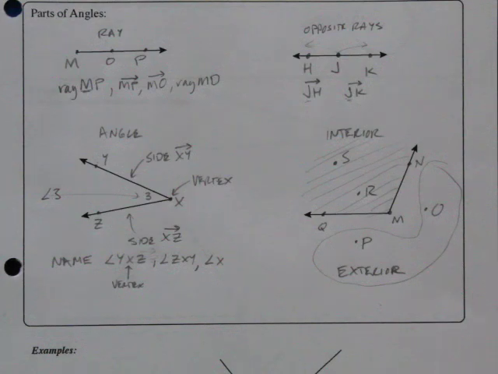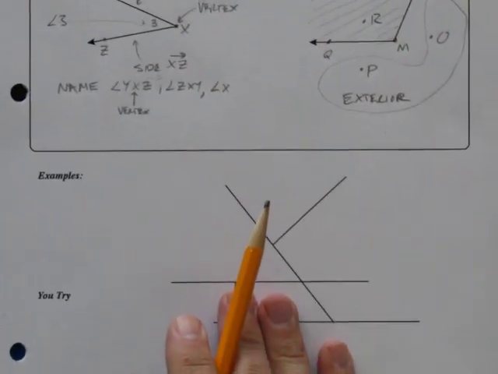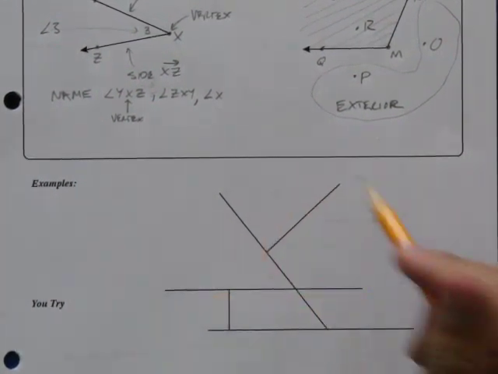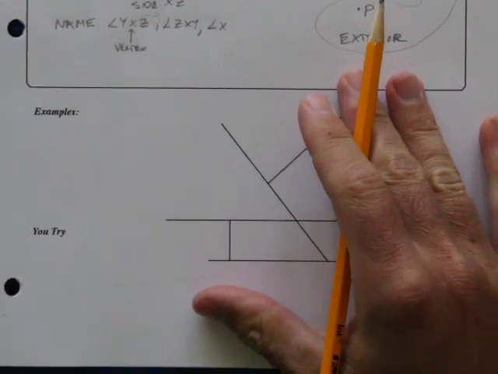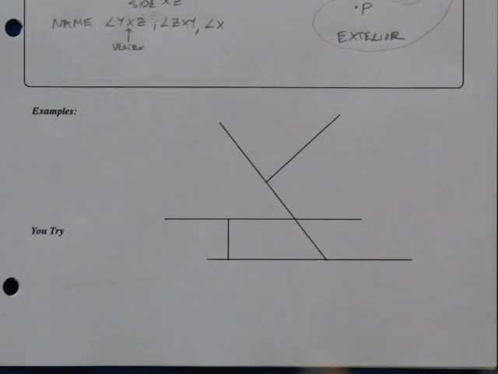And that's all we're trying to show here. Now let's look at some examples. Okay, so we've got this big mess right here, and I'm going to give you a bunch of points to put on this diagram.